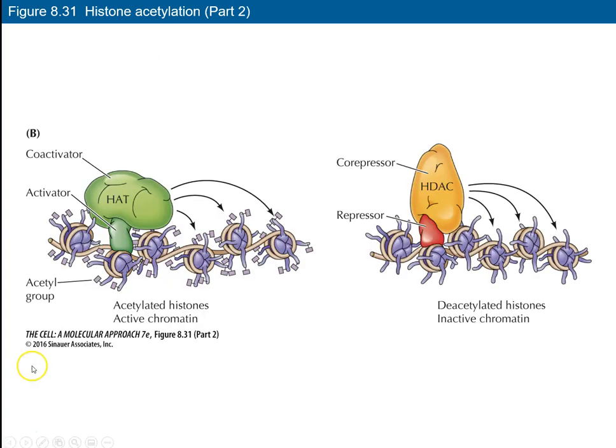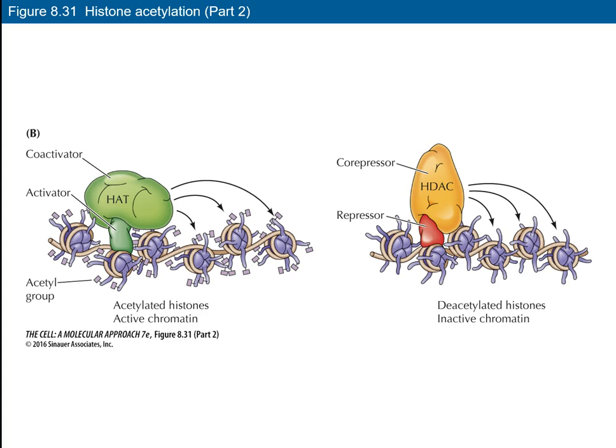This is showing you here a co-activator, an activator, and you can see that it's associated with HAT, that enzyme, which will add acetyl groups and help relax the packaging and make that DNA more available. A lot of these activators are also associated with that enzyme. And vice versa, a repressor a lot of times is going to interact with HDAC, because that's going to make that region of DNA transcriptionally inactive.